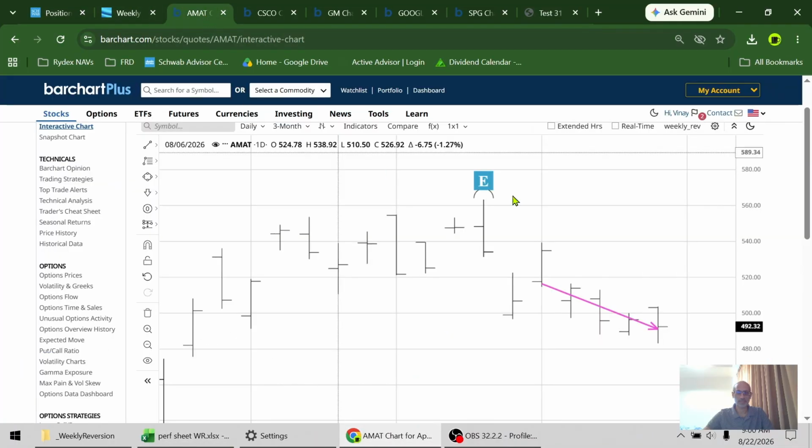And this is how the AMAT trade looked. We have a dip buying strategy. So in the prior week, there was a sell-off, especially after the earnings. So we bought here on Monday's open and sold here at Friday's close for a loss.